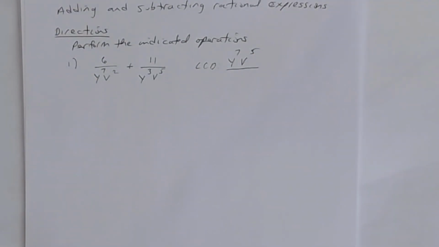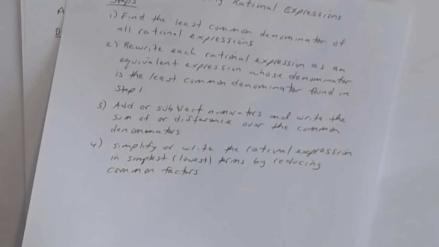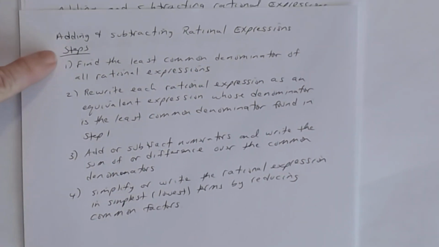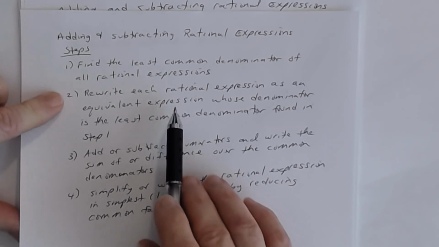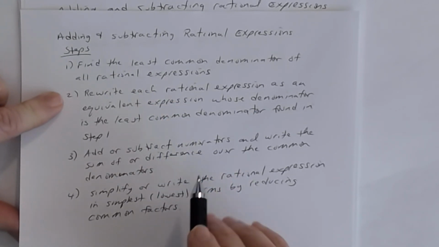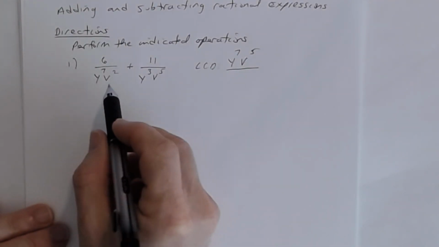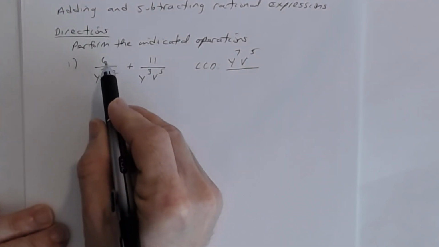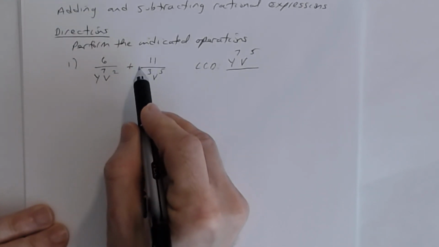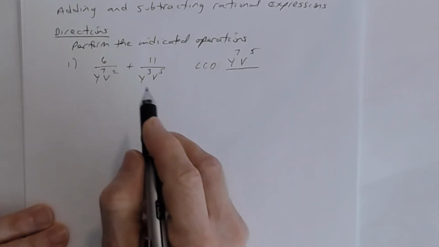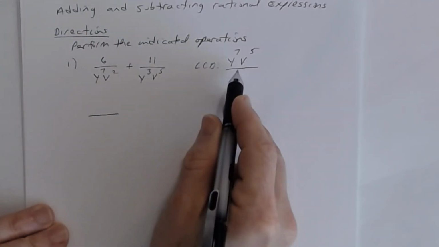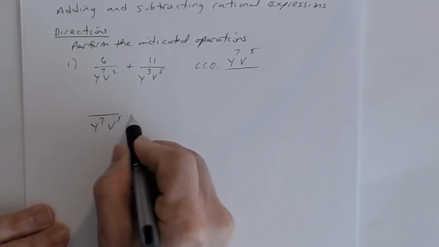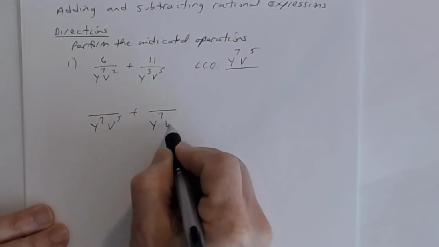Once you find the least common denominator, the next step, so these are the steps to adding and subtracting now. So we found the least common denominator. The next step is to rewrite each rational expression as an equivalent expression with that least common denominator. So in other words, here's what you're going to write next. So I want to rewrite this rational expression, and this rational expression having this denominator. So you're going to go right underneath, leave some space here, and you're going to write the LCD, y to the 7th, v to the 5th, plus y to the 7th, v to the 5th.